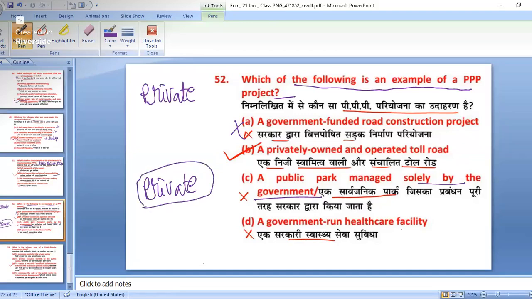Government run healthcare facilities are related only to the government, so there will be no involvement of private. But a privately owned and operated toll road will have the role of both public and private. So this is an example of a PPP project.